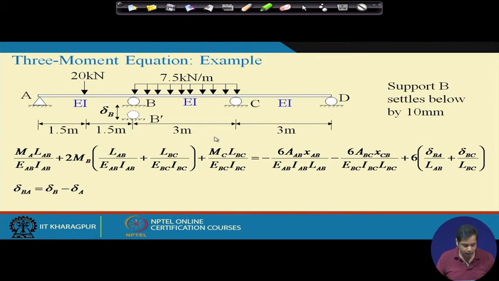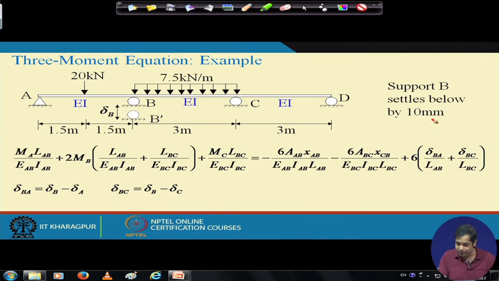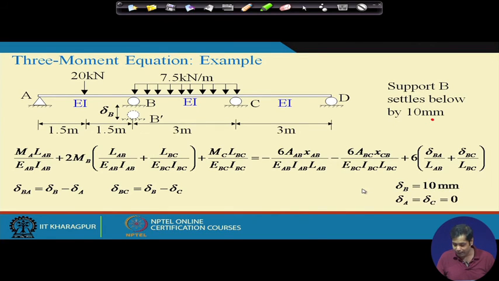Delta BA is equal to delta B minus delta A, the relative displacement between point B and point A, and similarly delta BC is the relative displacement between point B and point C. In this case, delta B is equal to 10 mm, and delta A and delta C are equal to 0. So, when we apply the three moment equation at B, we can calculate delta BA and delta BC, use them in this equation, get an equation for MB and MC, and then apply the three moment equation at point C.